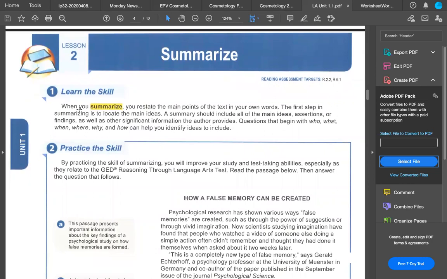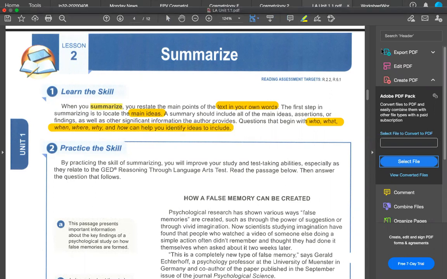When we do look at summarizing, we're restating the main points in the text in your own words. Okay. So that's key right there, in your own words. The first step in summarizing is to locate main ideas. We did that, okay? We know that. A summary should include all the main ideas, assertions, or findings, as well as significant information the author provides. Questions that begin with who, what, when, where, why. Basically, if you can answer those, you've got it.